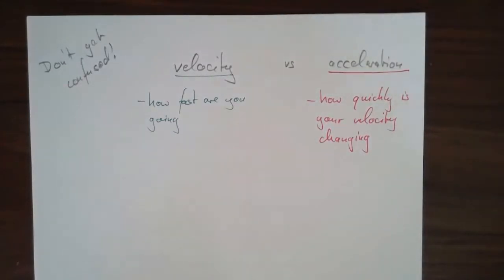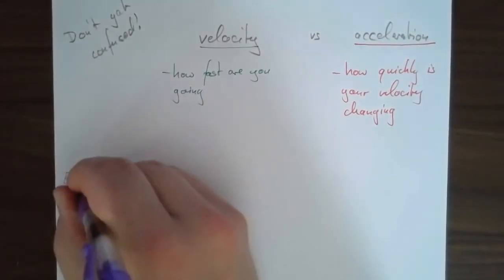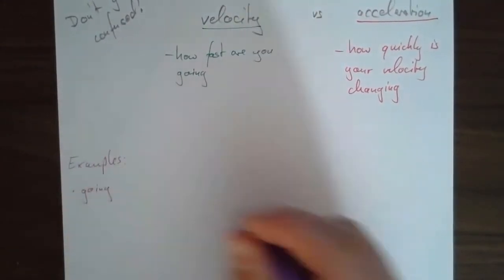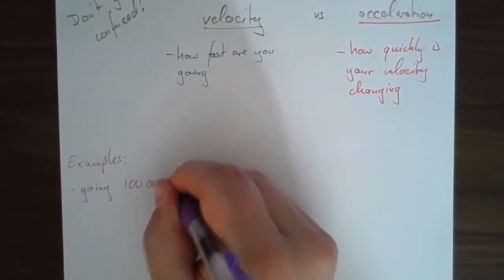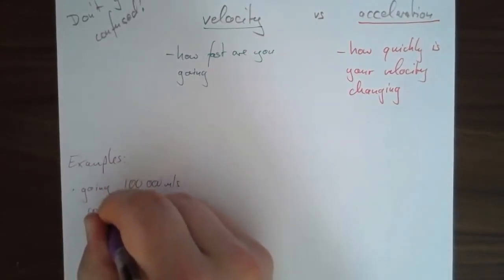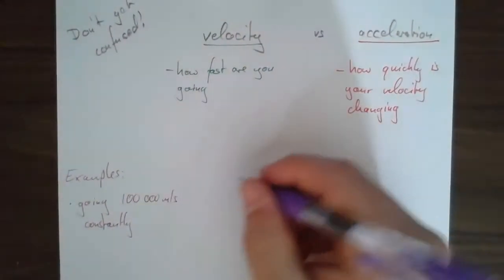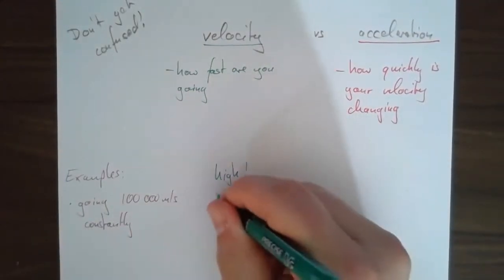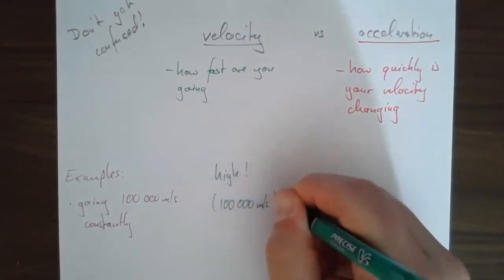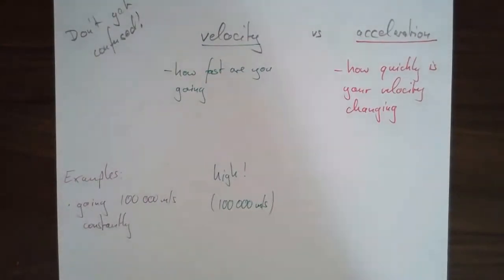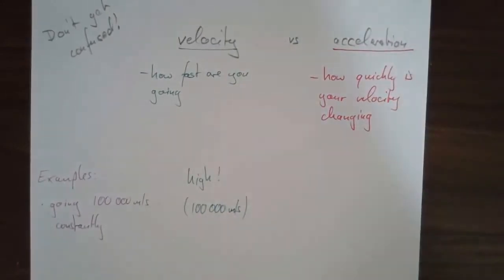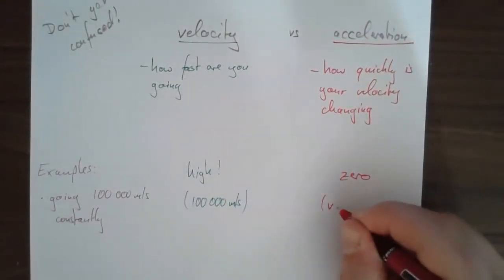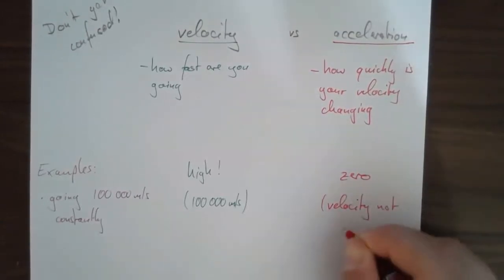So let's actually write that down as an example. Example: we're going to have multiple ones. You're going 100,000 meters per second constantly. Well, in that case, my velocity would be high. Maybe I'll color code this. My velocity would be high, namely 100,000 meters per second. That's 100 kilometers a second, or something like 60 miles per second. Like huge speed. The acceleration would be zero, because it's not changing. So velocity not changing.